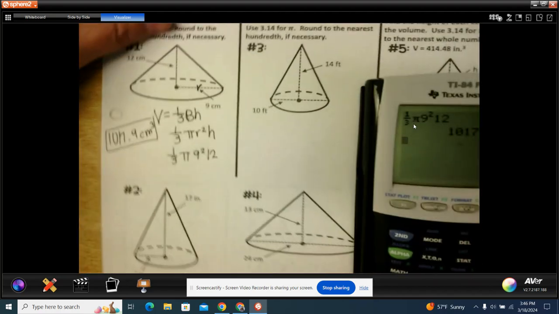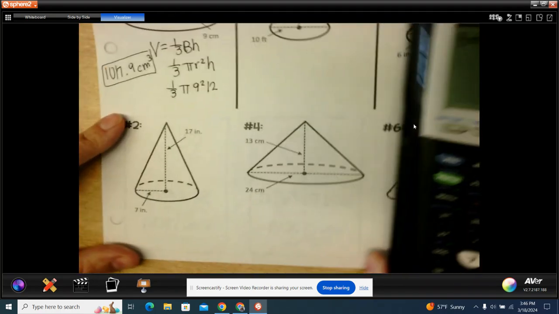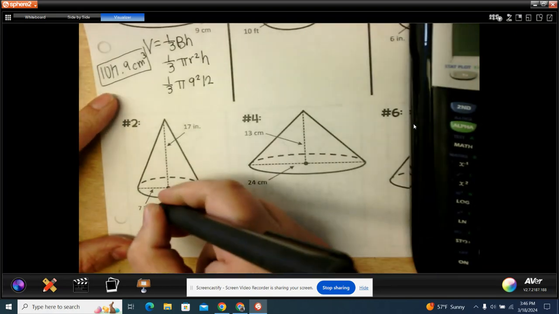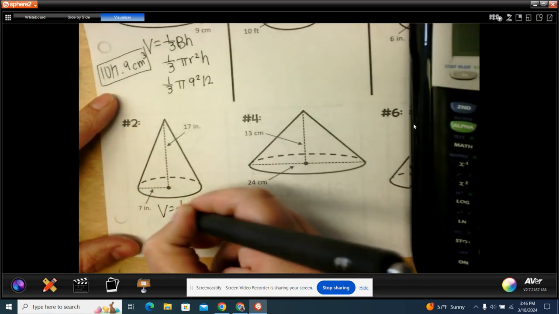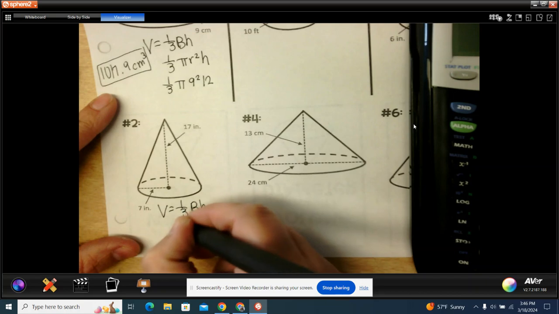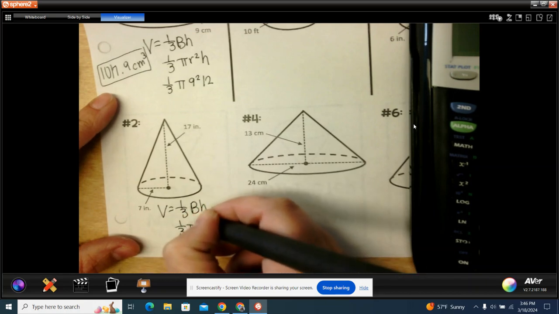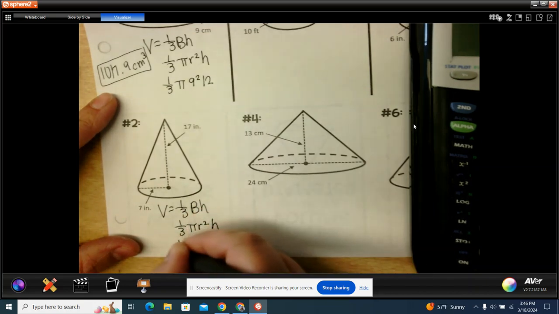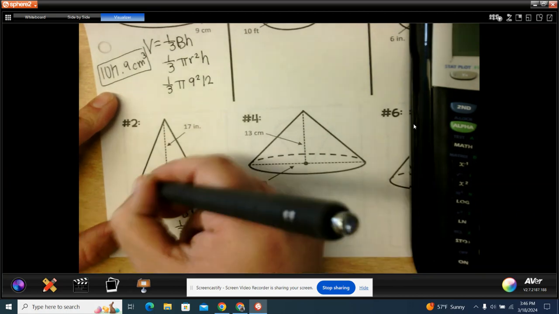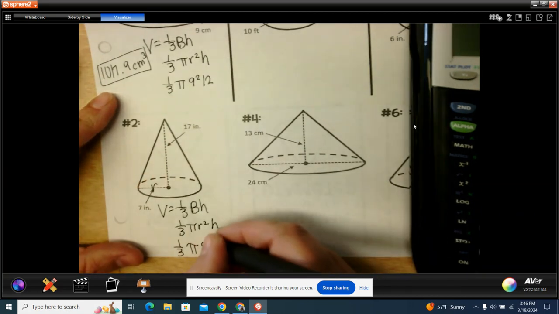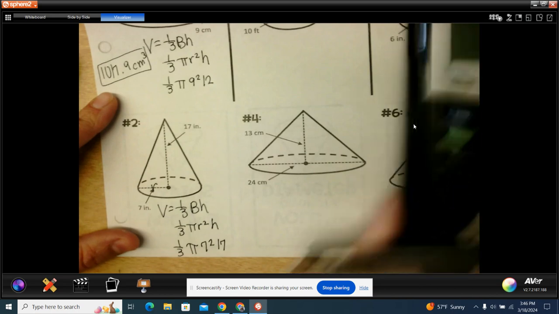All right, number 2, we've got 1/3 big BH. I'm going to replace big B with the area formula, which is pi r squared. And then we have 7 is a radius. So we have 7 squared and then 17.